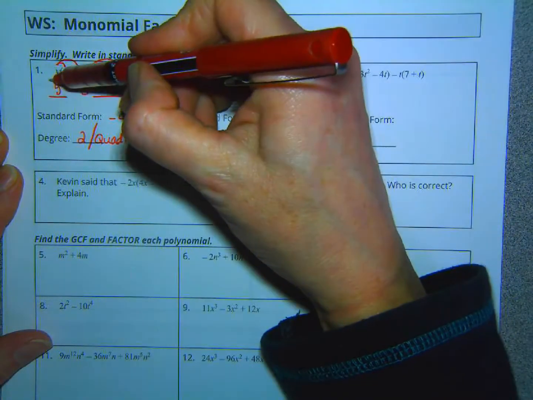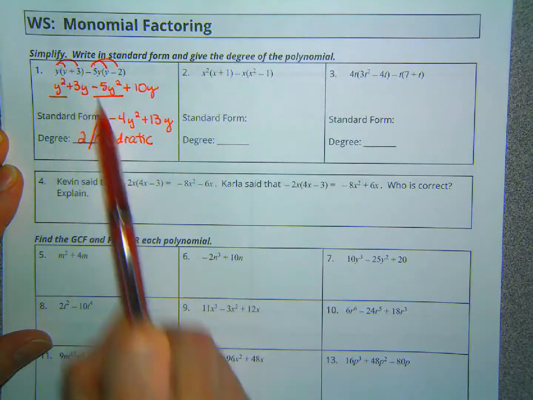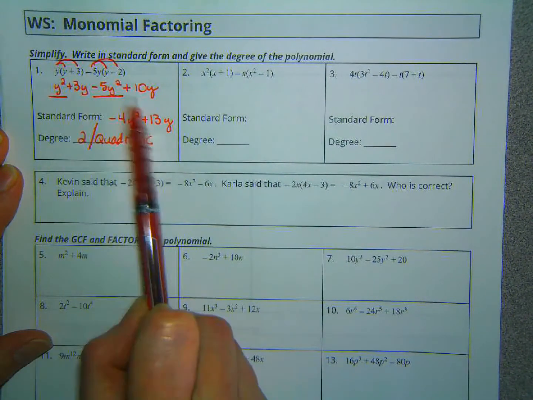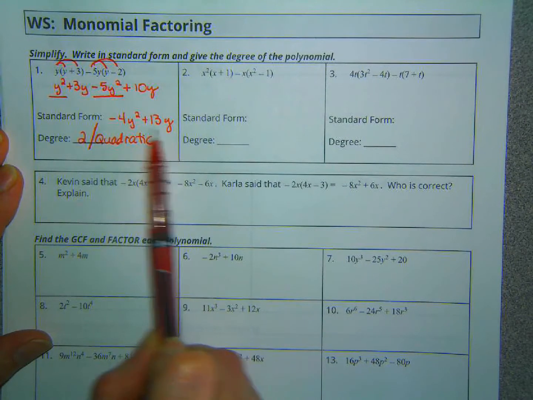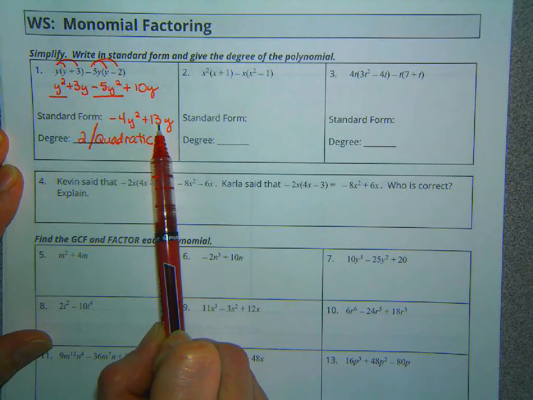Don't forget there's a 1 in front of this. So 1 minus 5 is negative 4. And 3y plus 10y is 13y. This is two terms, which makes it a binomial. That's just free information I'm giving you.